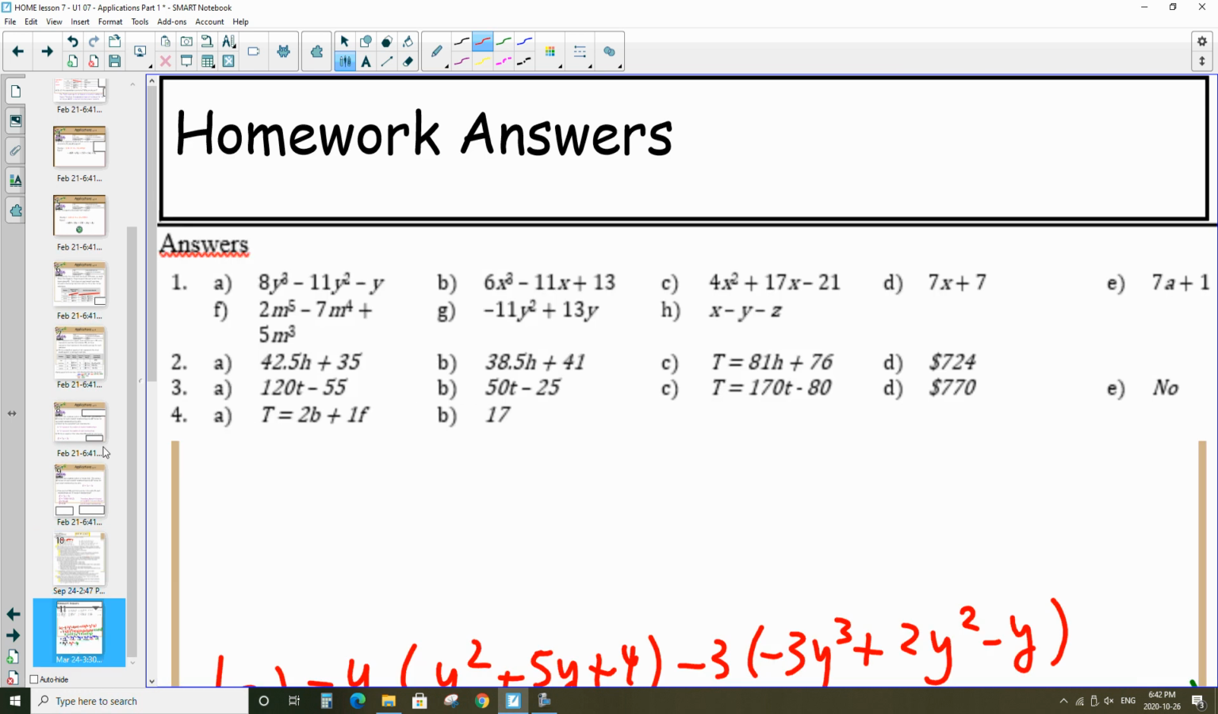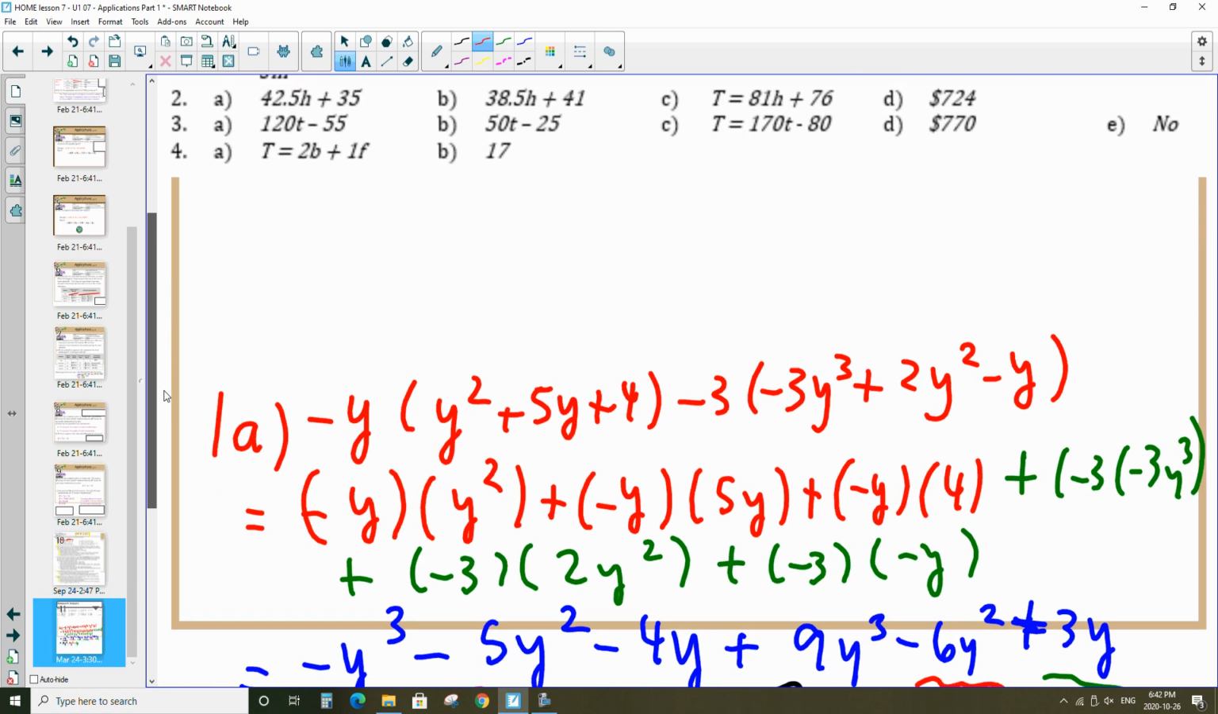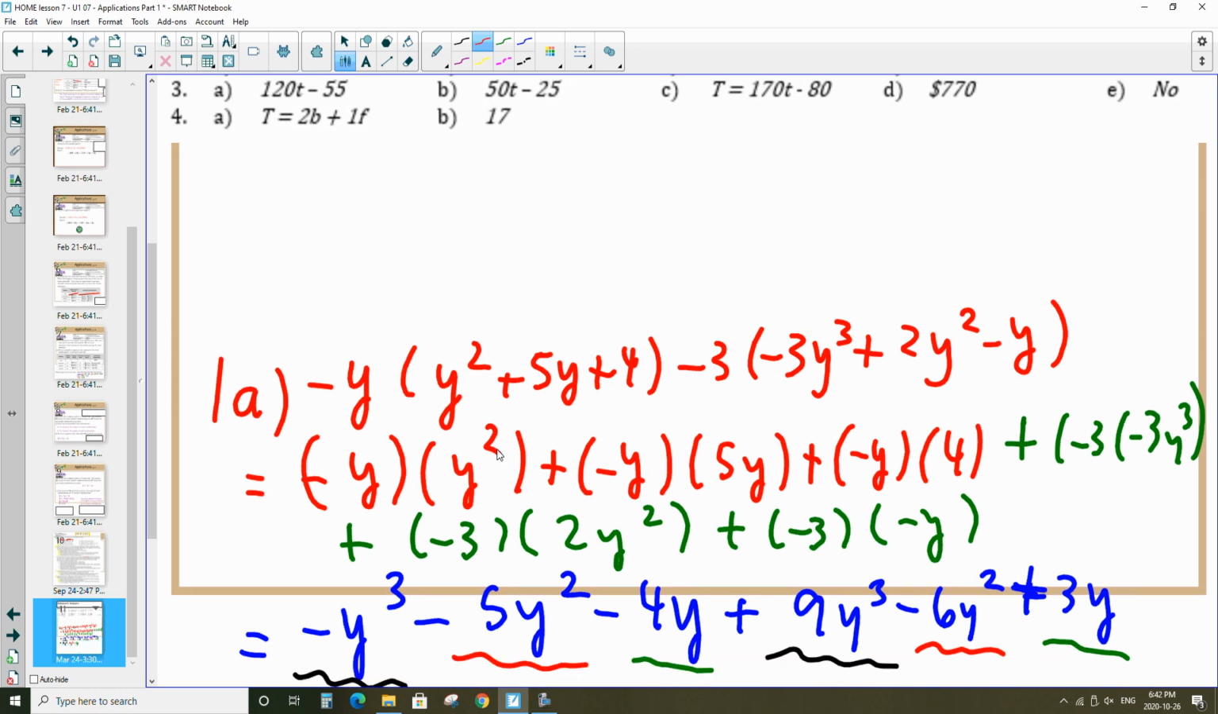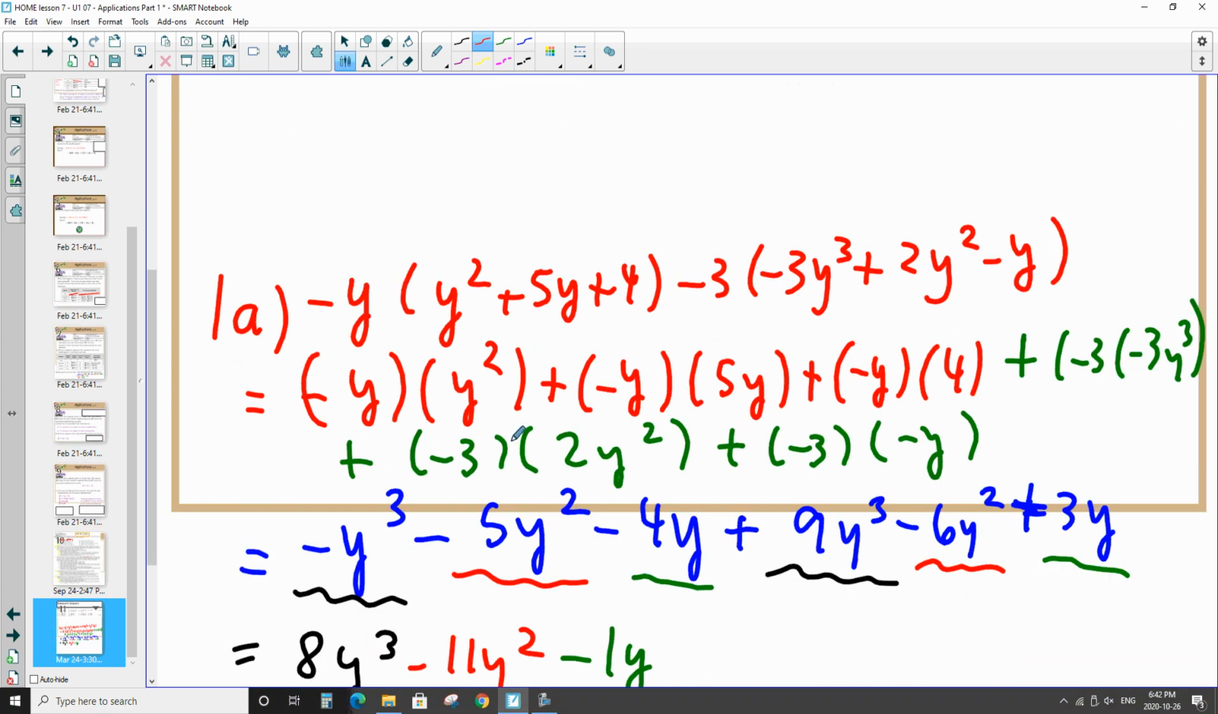And I've got it on this page here, written out. Right, so when you multiply negative y by each of these terms, you will end up with these 3 terms here, right? Negative y times y squared, negative y times 5y, negative y times 4. That's what I have written here. And then in green, I have the next 3 terms when you multiply them by negative 3. So I'm showing my work in this line. I didn't have enough space, so I just did it in 2 colors.